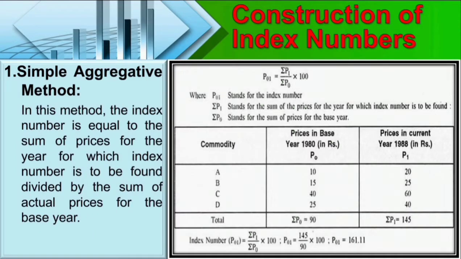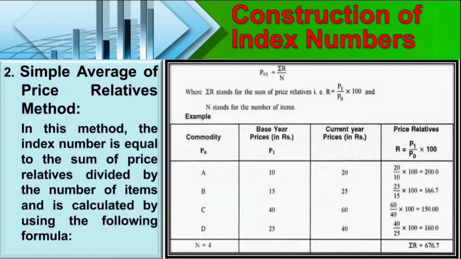Construction of index numbers. Number 1. Simple aggregative method. In this method, the index number is equal to the sum of prices for the year for which index number is to be found divided by the sum of actual prices for the base year. Construction of index numbers. Number 2. Simple average of price relative methods. In this method, the index number is equal to the sum of price relatives divided by the number of items and is calculated by using the following formula.